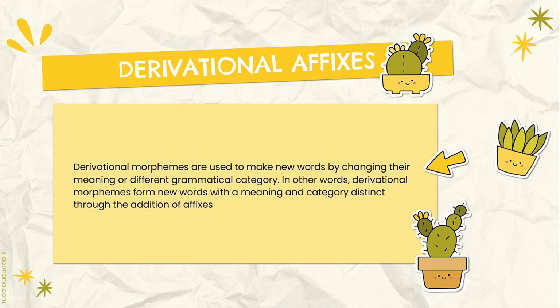Derivational affixes. Derivational morphemes are used to make new words by changing their meaning or grammatical category. In other words, derivational morphemes form new words with a meaning and category distinct through the addition of affixes.